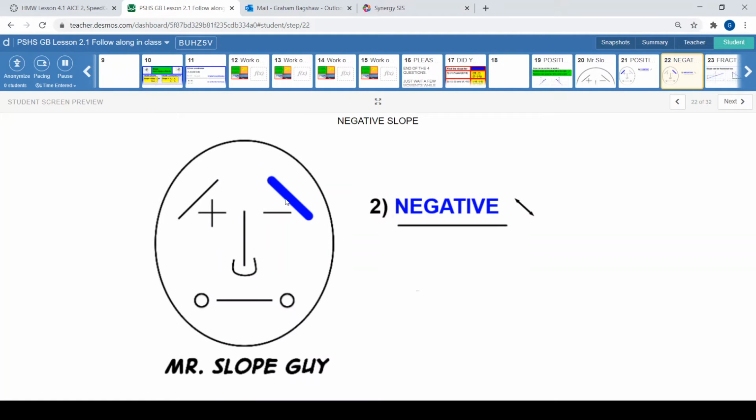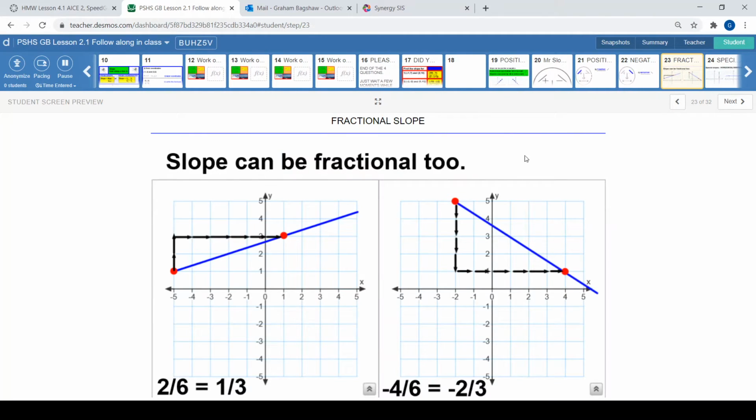And similarly for negative slope, the one that goes downwards from top left to bottom right, notice his eye is closed for this one, so it kind of looks like a negative sign as well. So we can use that to help us for figuring out positive and negative slopes. And we'll talk about his nose and his mouth in a second, but they're important too.